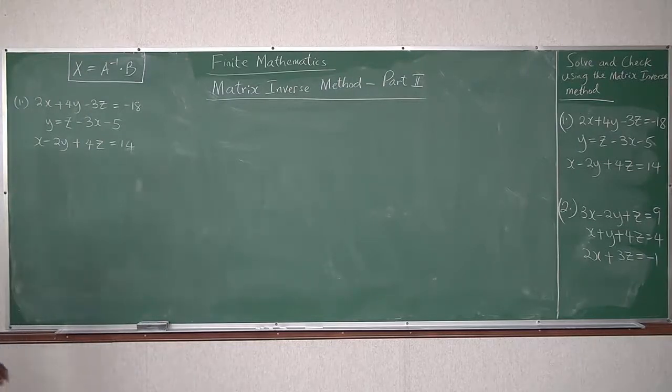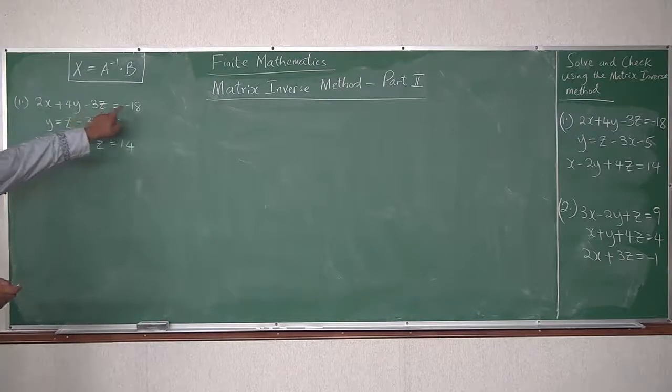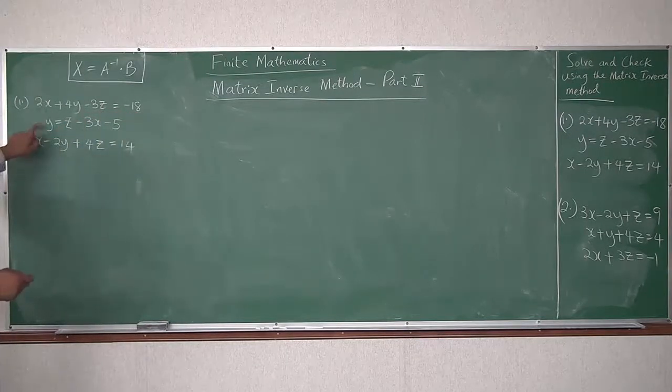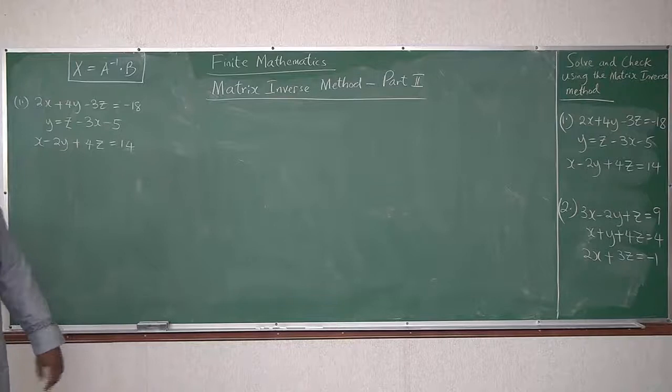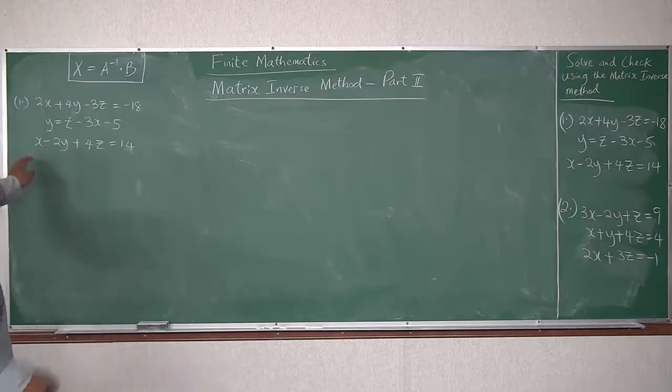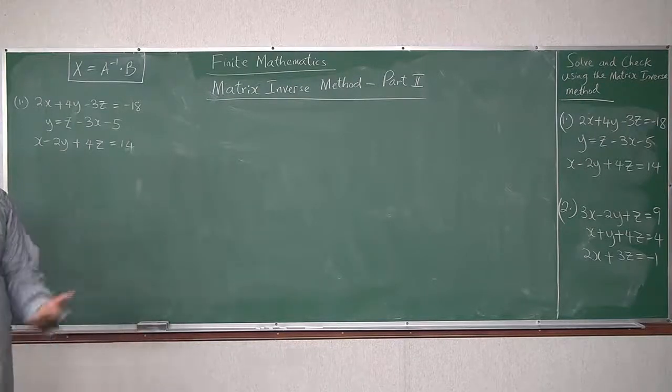Then let us make sure that the variables are complete, and let us also align the variables. So we look at equation 1: x, y, z, and then the constant or the result. But equation 2 is not aligned. We still have y, z, x. So in equation 2, the variables are complete, but they are not aligned, so we have to align it. Equation 3 is complete and aligned.